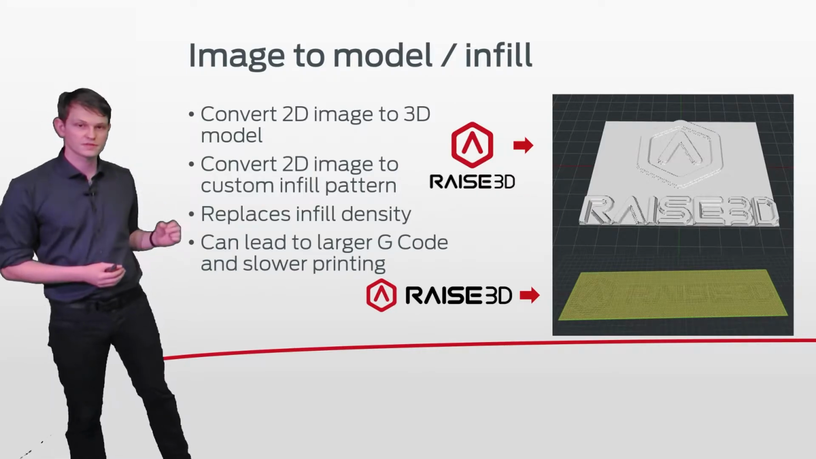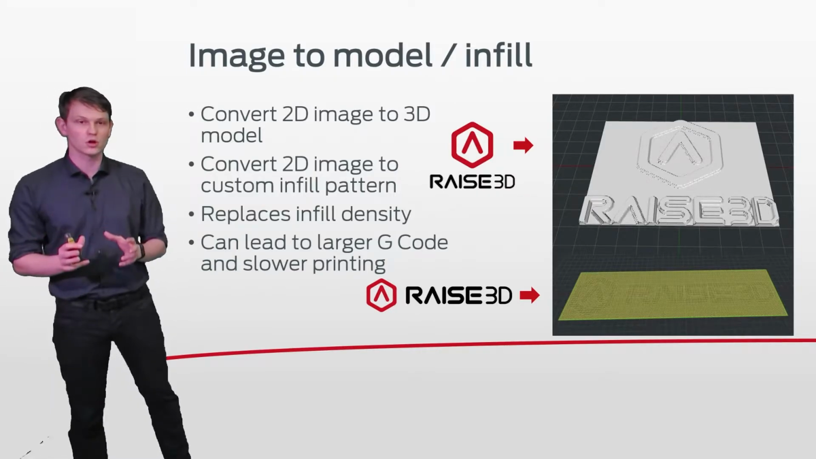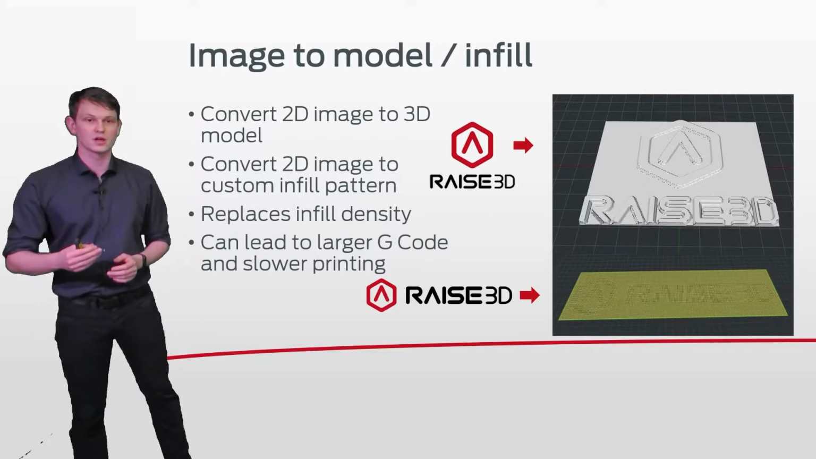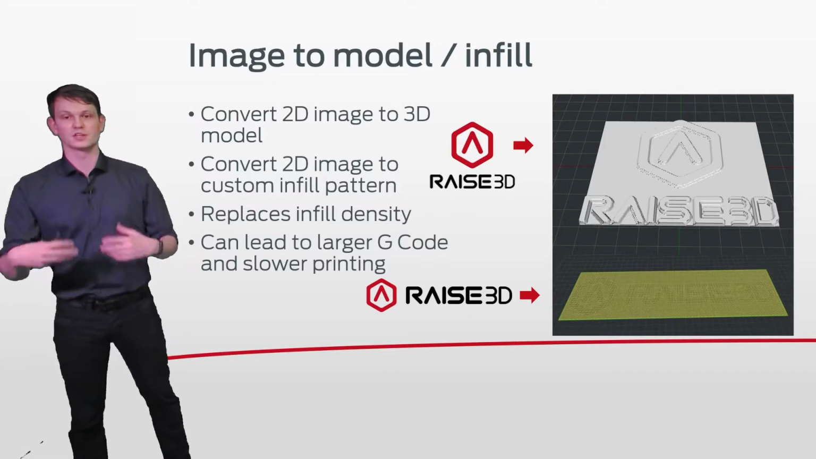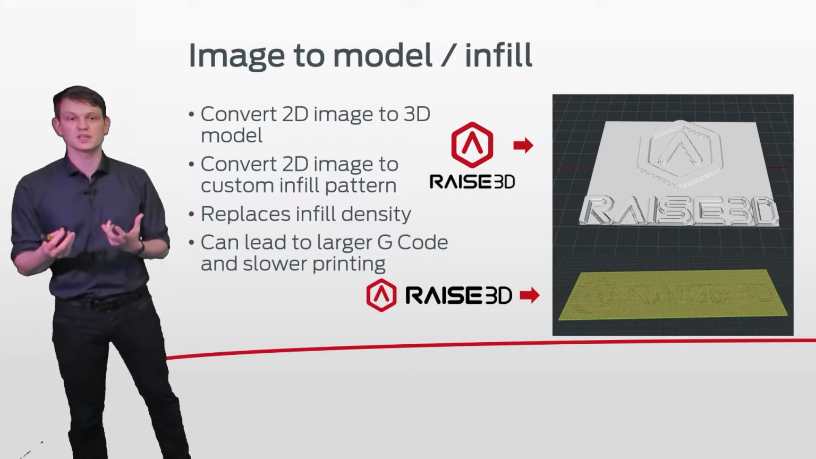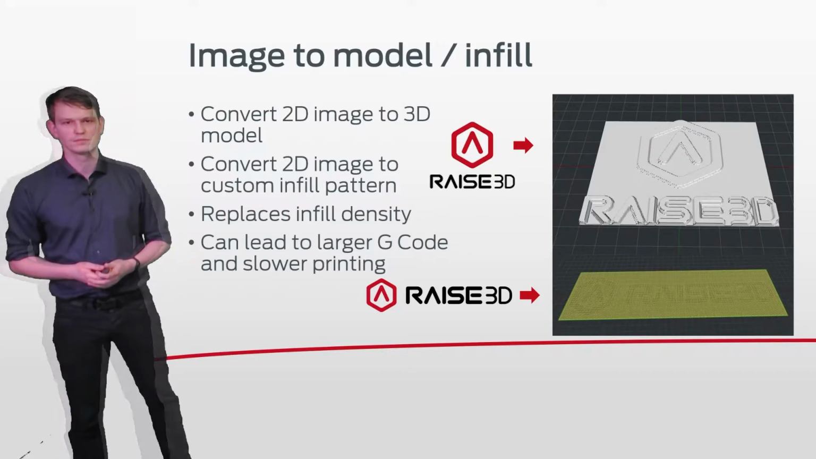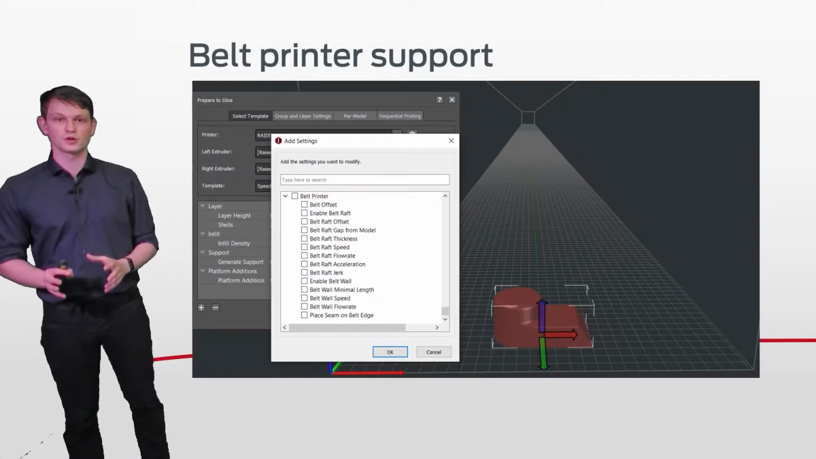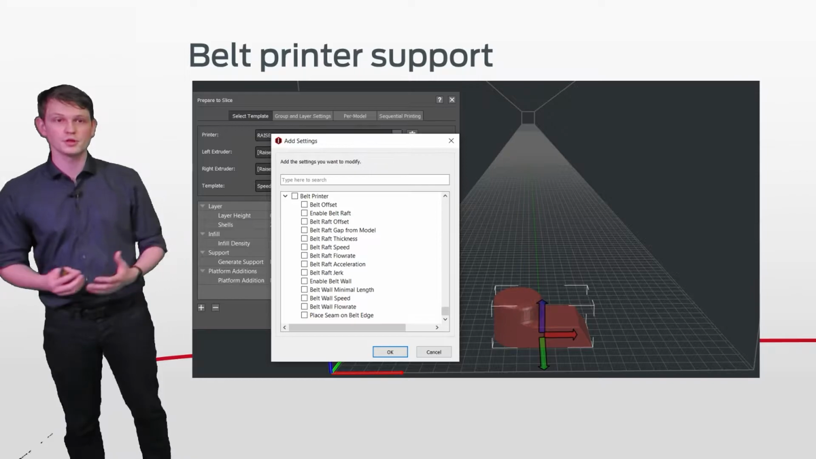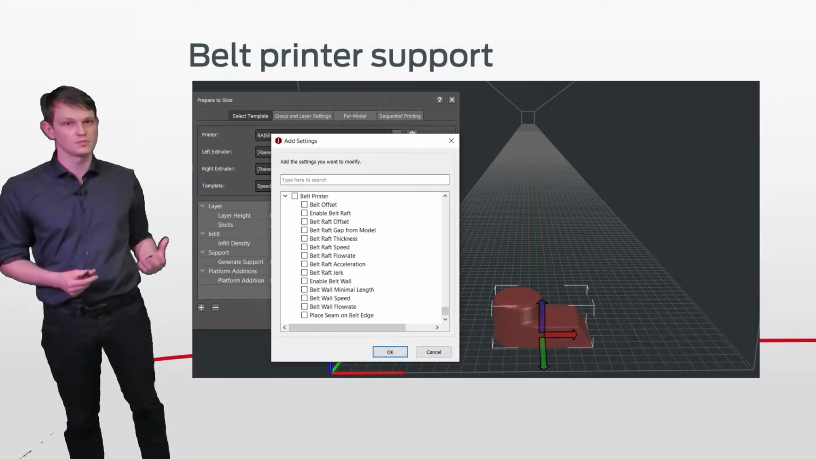Take note that this function will lead to a much longer slicing process, including a longer preview generation because the G-code is far more complex. As a direct result, the print time itself will also increase. We will also have a brief look at the new option to set your printer as a belt printer, along with the new settings that are now available.